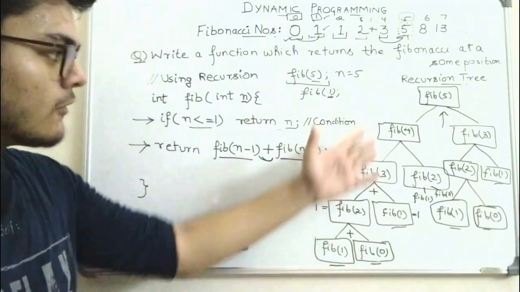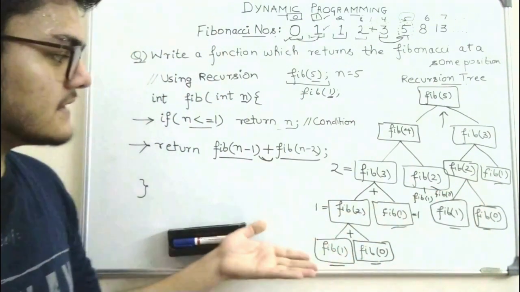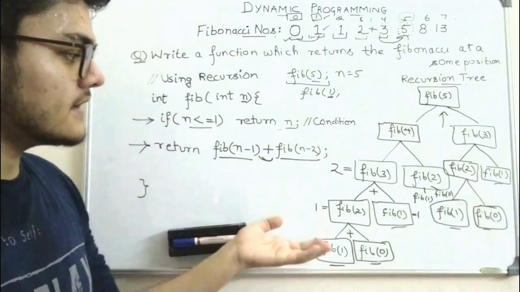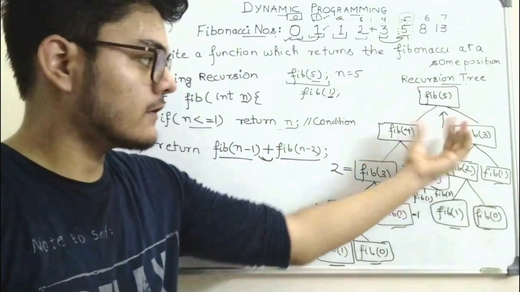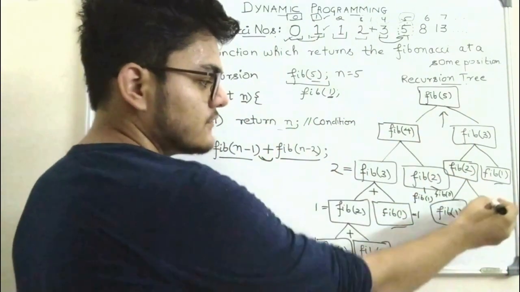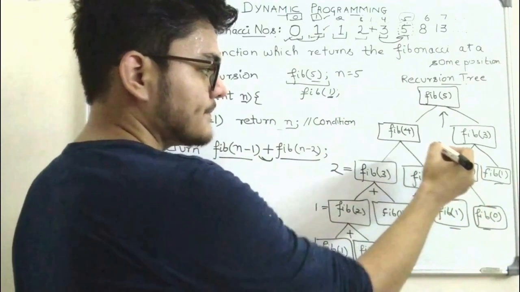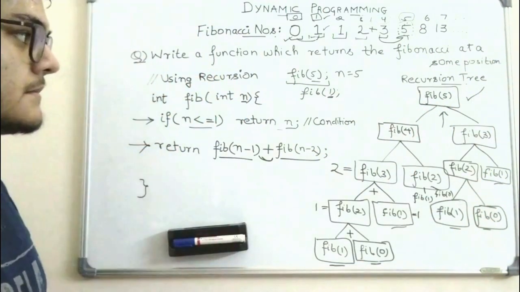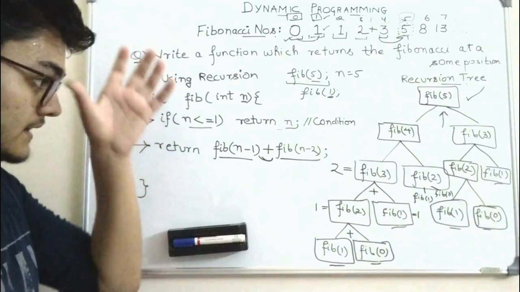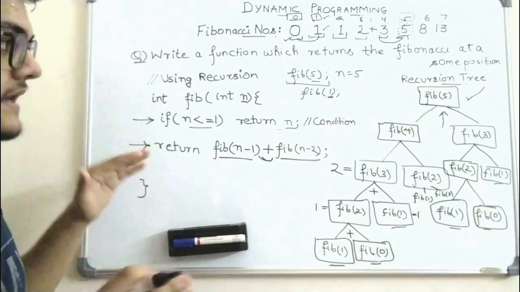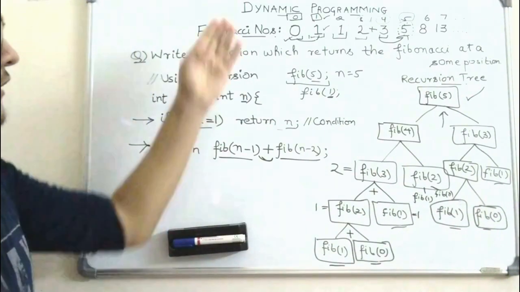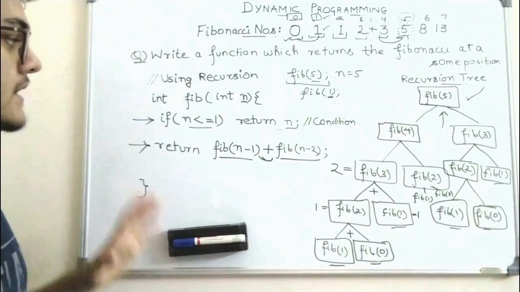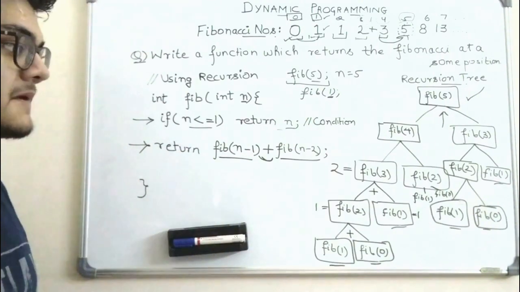So when recursion stops, this step will again go upwards and it will start adding these two blocks, these two children of this root, and then finally we will get the Fibonacci of 5th number. So this is basically an example of plain recursion. So now we are going to use dynamic programming to optimize this problem.